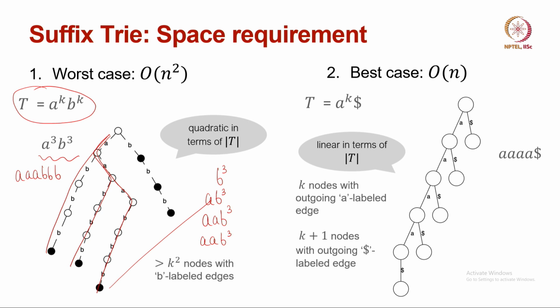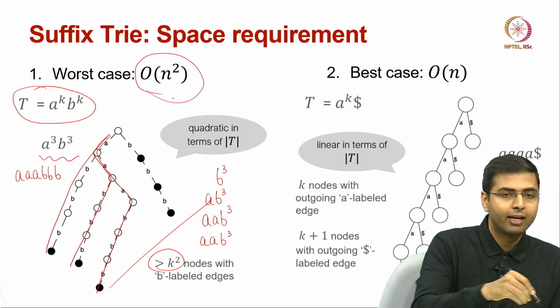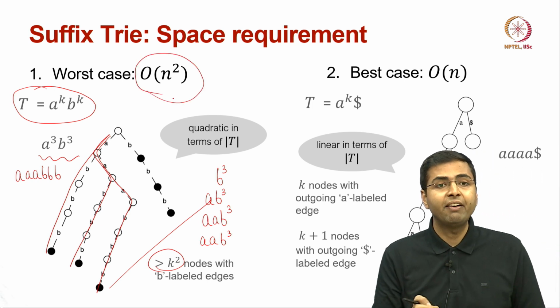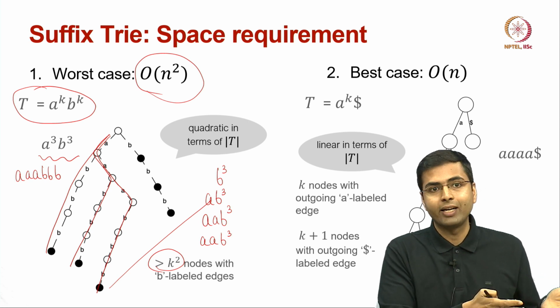So each time, the nodes corresponding to B characters are being added as fresh. As a result, in this example you can see that it has more than k square nodes with B labeled edges. So this easily tells you that the worst case space complexity is order n square, because we have a specific example that already uses order n square space.